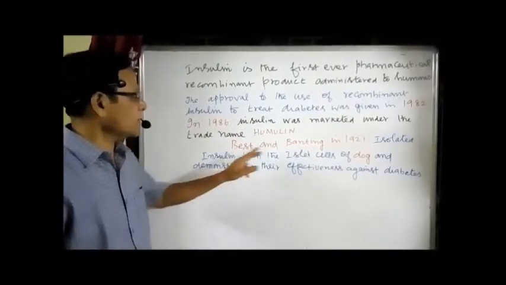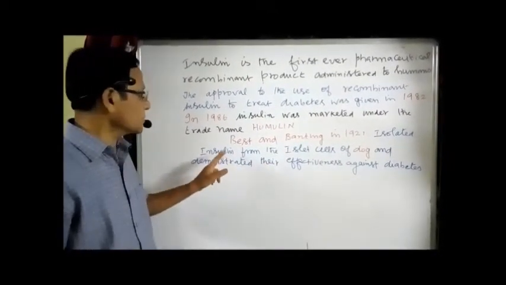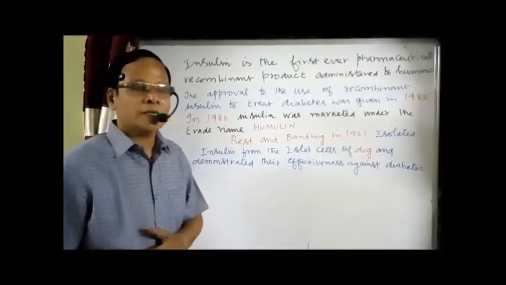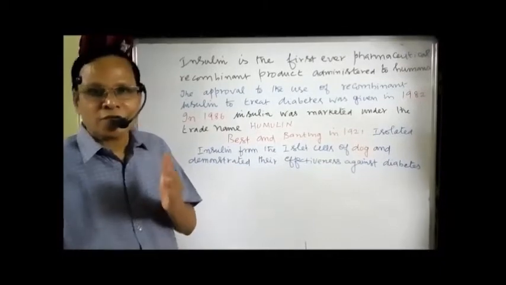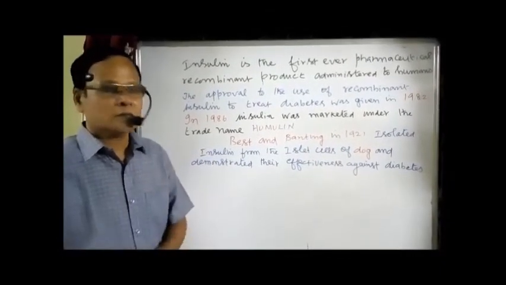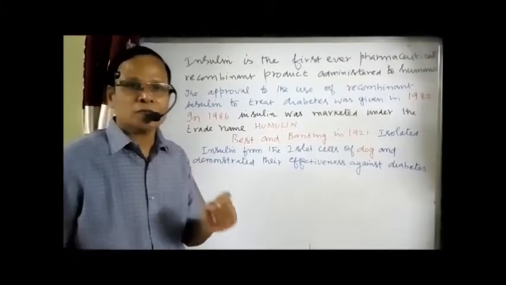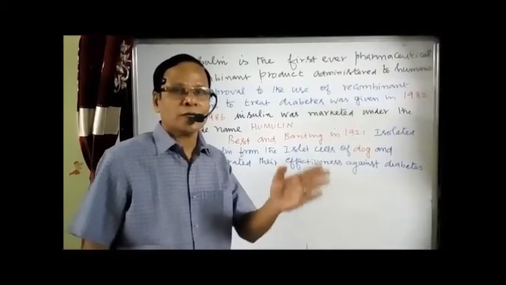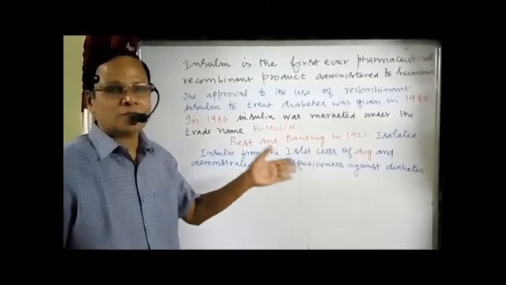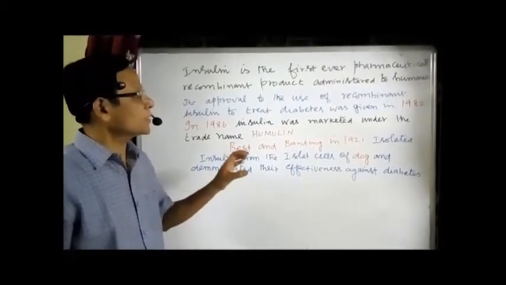In 1921, Best and Banting isolated insulin from the islets of Langerhans cells of a dog and demonstrated its effectiveness against the disease called diabetes mellitus. These were the two people who demonstrated the effect of the hormone insulin against diabetes, and they were the first to extract or isolate it from the islet cells of a dog. Okay, that's about this one.